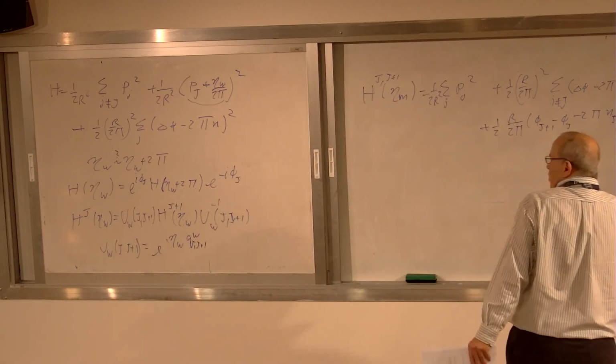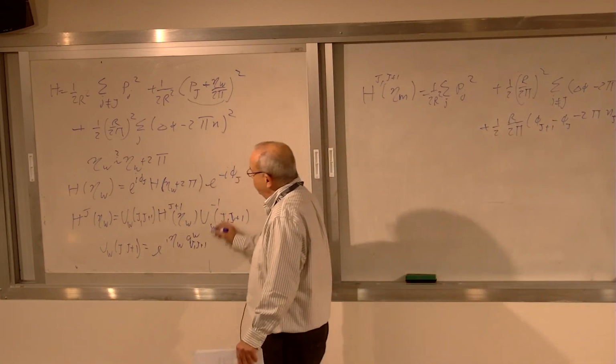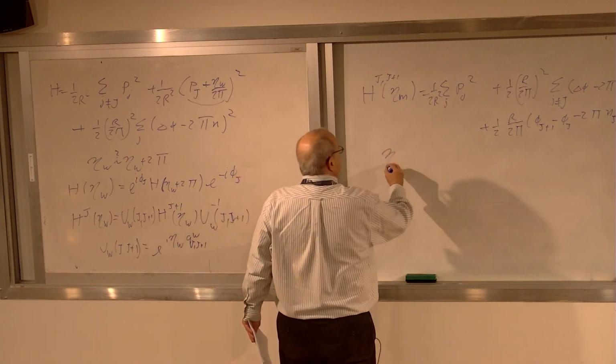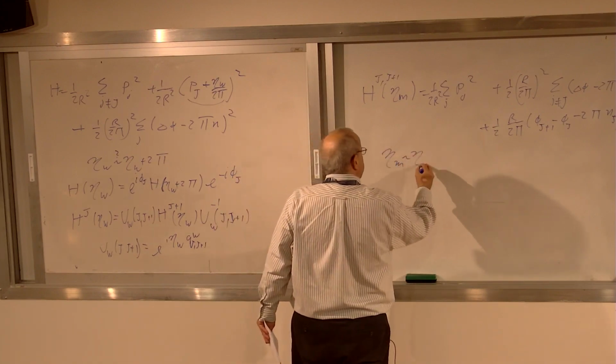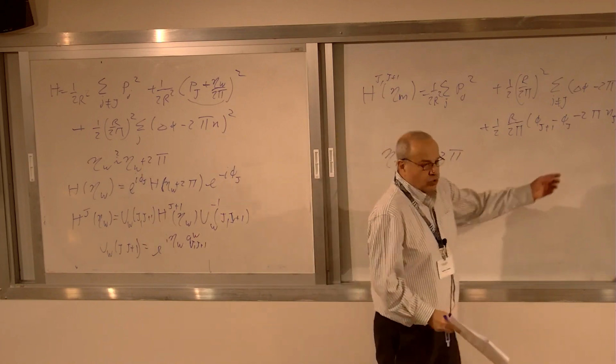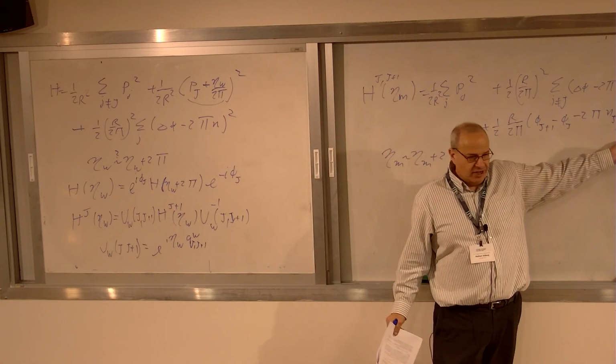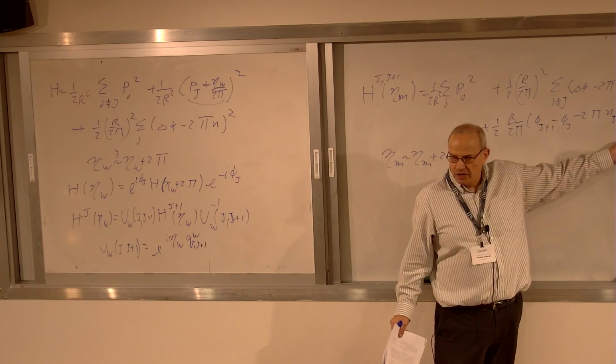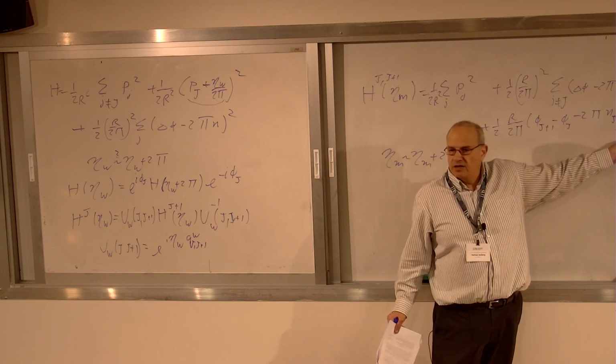And we can go through the same set of questions. First, is eta m the same as eta m plus 2 pi? Naively, the answer is no. The Hamiltonian depends on eta m and not only eta m plus 2 pi. However, can anybody complete the sentence?